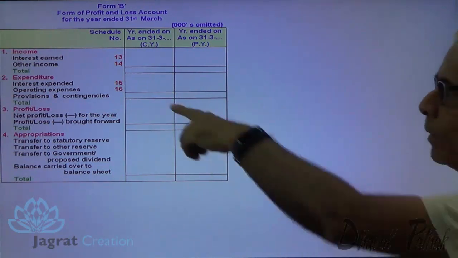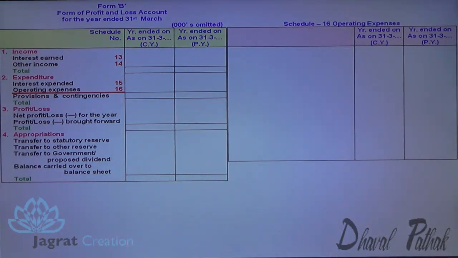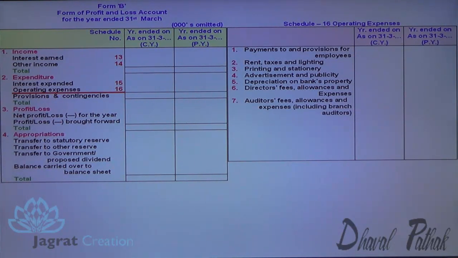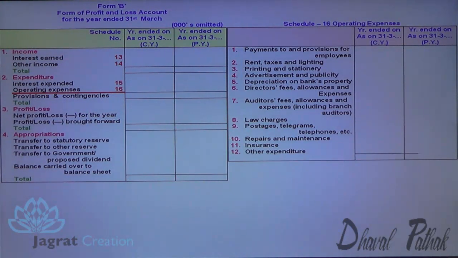Now next is operating expenses. They are administrative expenses. First, payment and provisions to the employees. Second, rent, rates and taxes and lighting. Third, expenditure title is printing and stationery. Fourth, advertisement and publicity. Fifth, depreciation on bank property. Then director fees, allowances and expenses. Audit fees, allowances and expenses, including branch auditors, law charges, postage and telegram, repairs and maintenance, insurance and other expenditure.